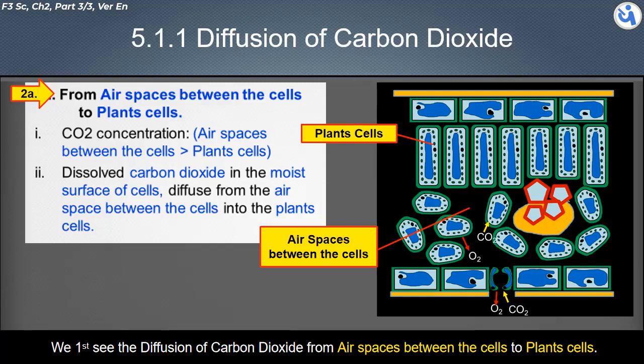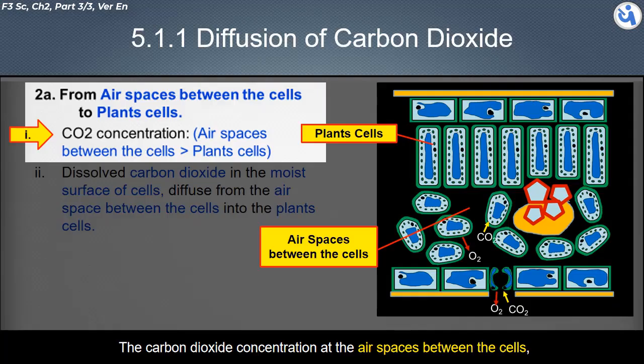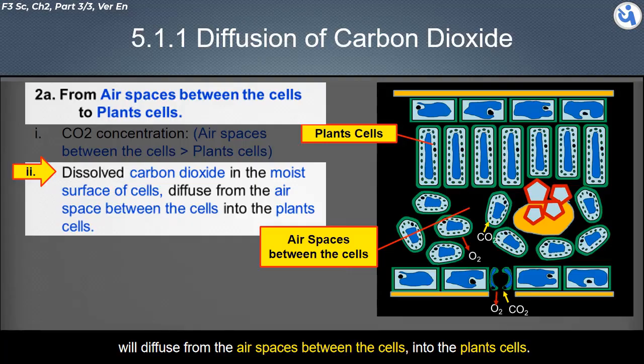We first see the diffusion of carbon dioxide from air spaces between the cells to plant cells. For this to happen, the carbon dioxide concentration at the air spaces between the cells must be higher than the concentration of carbon dioxide in the plant's cells. With such a condition, the dissolved carbon dioxide, at the moist surface of cells, will diffuse from the air spaces between the cells, into the plant's cells.